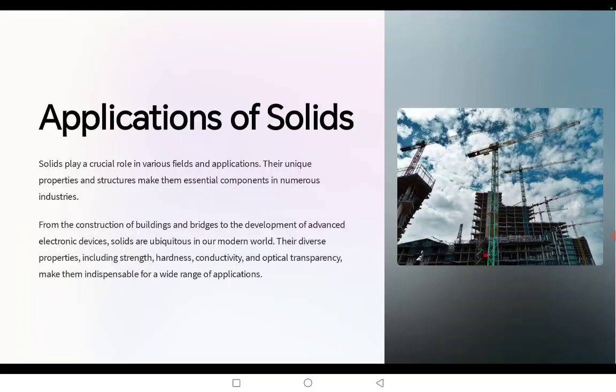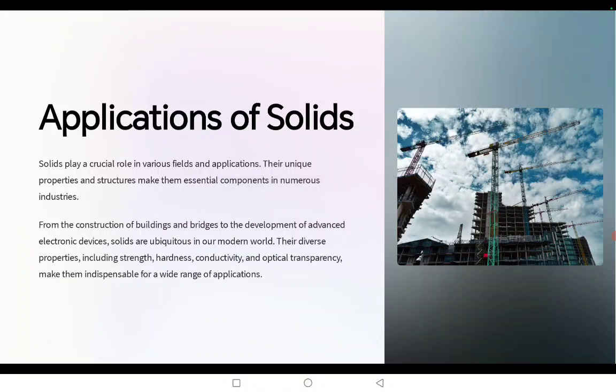Now, applications of solids. Solids play a crucial role in various fields and applications. Their unique properties and structures make them essential components in numerous industries, from the construction of buildings and bridges to the development of advanced electronic devices. Solids are ubiquitous in our modern world. Their diverse properties, including strength, hardness, conductivity, and optical transparency, make them indispensable for a wide range of applications.